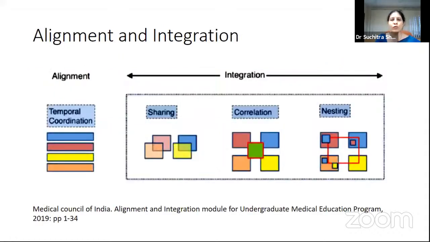Now, all of us are going through our medical education unit, going through all these training programs. I'm sure that you have been seeing this diagram about alignment and integration, and at the end of the session, we forget what this means. We only know about temporal coordination, sharing, correlation, nesting. I'm totally confused at the end of it. What is sharing? What is correlation? What is nesting? This is also present in one more document, the Medical Council of India Alignment and Integration Module for Undergraduate Medical Education Program, released in 2019, pages 1 to 34.